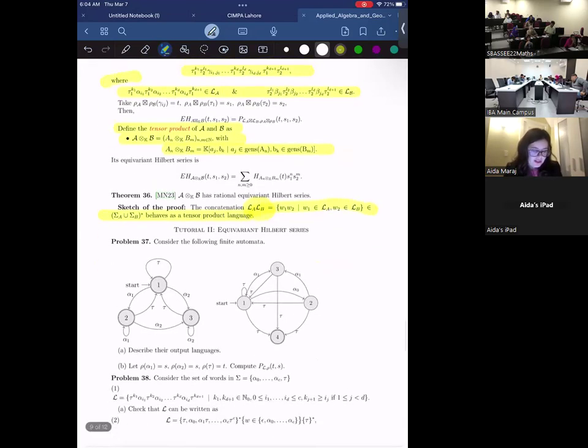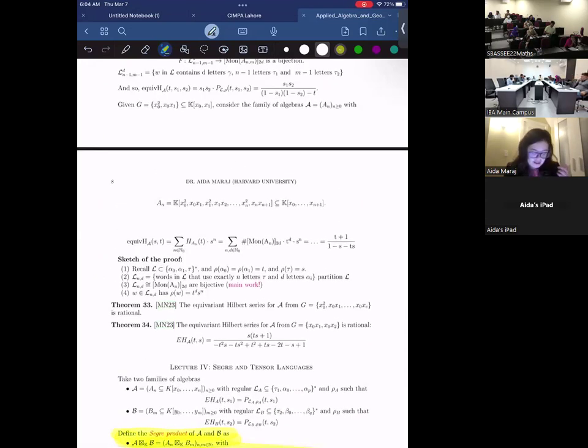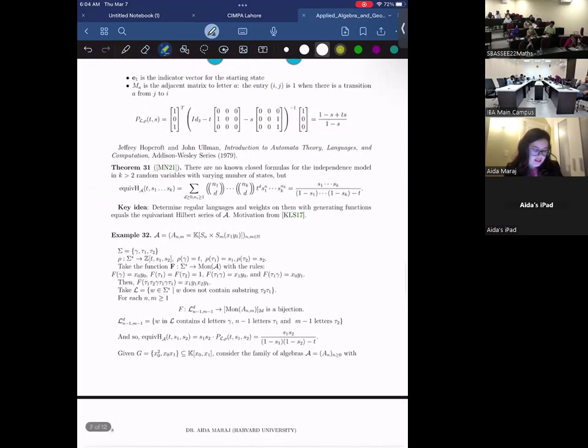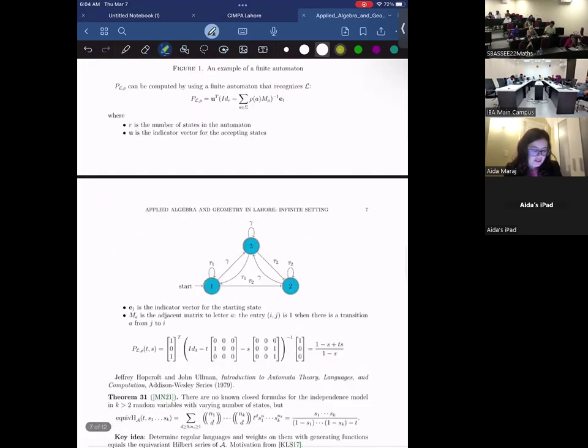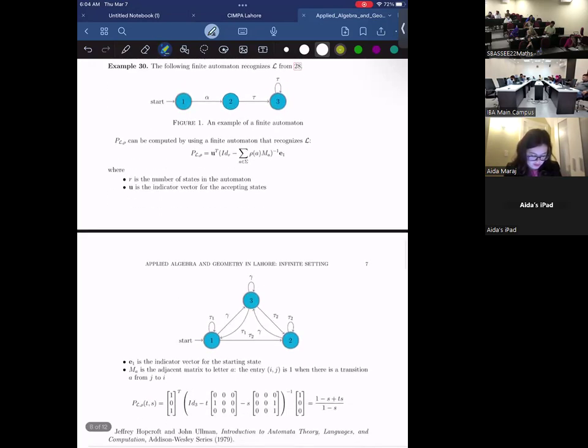So that's one thing. And the other is, I mentioned that once you have a finite automaton, you can explicitly compute the generating function. And so here is one example. Which example is this one? Oh yeah, they are next to each other. So this one here. They just are showing up next to each other here.